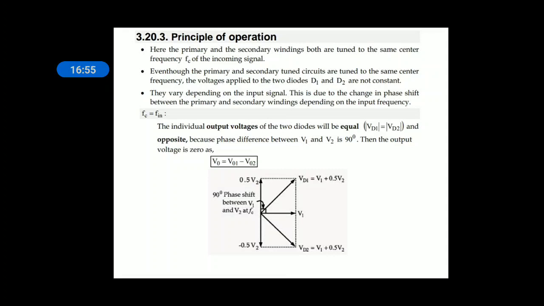Case 1: when input frequency is equal to center frequency, the individual output voltages of the two diode detectors will be equal, that is VD1 is equal to VD2, and opposite, because the upper half winding will possess a positive sign whereas the lower half winding possesses a negative sign. When those two frequencies are the same, they are tuned exactly. That means the upper half winding is producing some voltage, and the lower half winding is also producing the same voltage with negative sign.